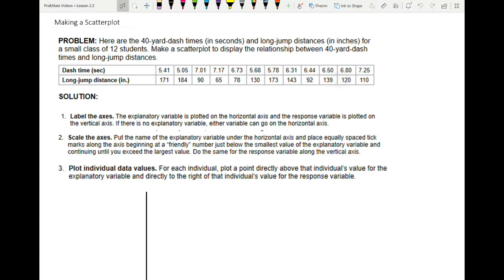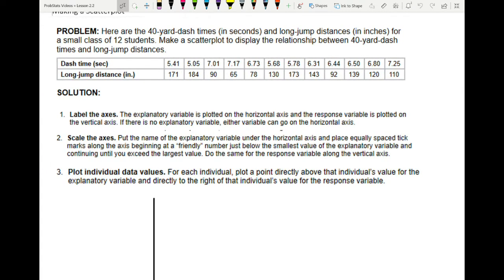All right, so let's talk about making a scatter plot. So in this problem, we have the 40-yard dash times in seconds and long jump distances in inches for a small class of 12 students. So we want to make a scatter plot to display the relationship between the 40-yard dash times and the long jump distances.